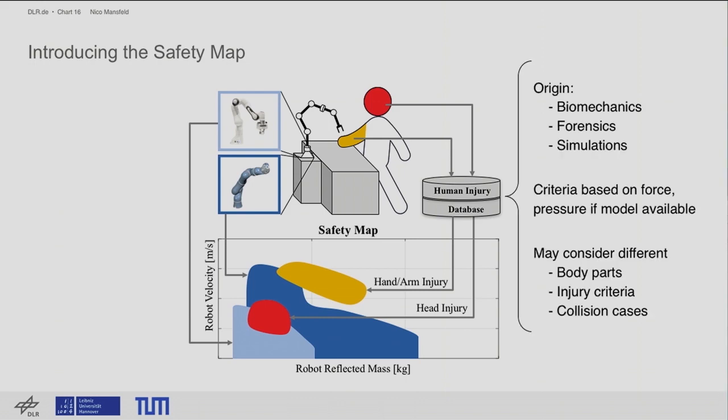Okay, and in this database, the injury data may originate from various sources. It may originate from biomechanics, from forensics, from simulations. We may consider different body parts, injury criteria, and collision cases to sum up, in principle, all available data. And now, this safety map provides us with a very intuitive and visual way of doing safety analysis. If you consider head injury, which is the red area in this plot, you can see that both robots may produce this kind of injury because we have these intersections. However, hand and arm injury here can only be produced by the second robot.